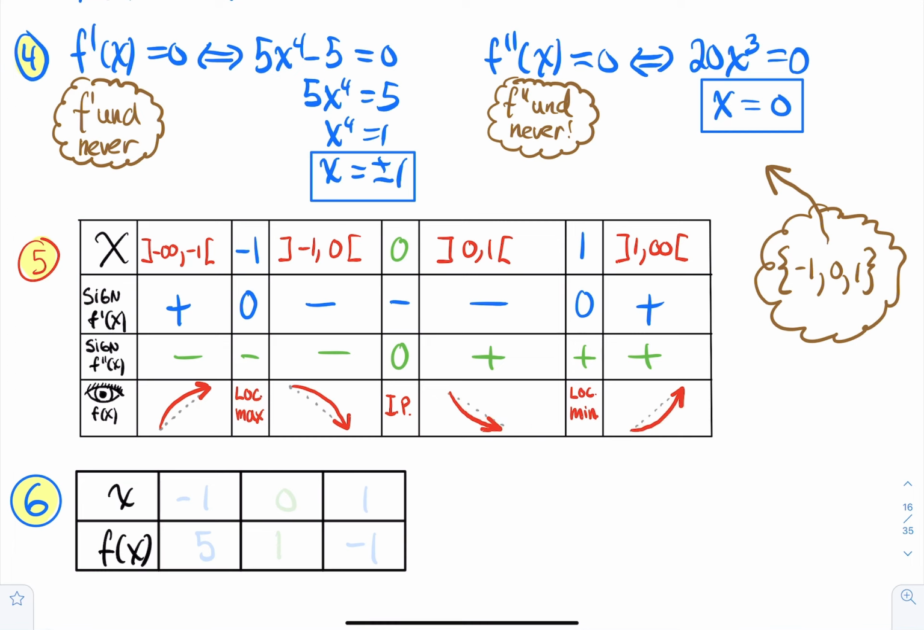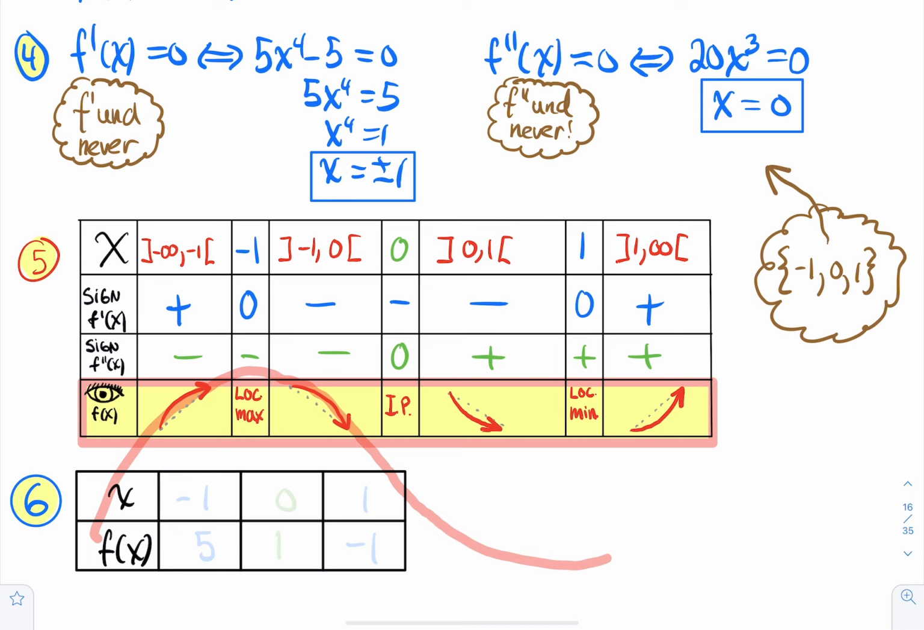So here, that last row of the sign table tells you everything. Like you can really feel the shape here. My function is increasing concave down to a local max at -1, then decreasing concave down to an inflection point at 0, then it's still decreasing, concave up, until 1, which is a local minimum, and then it's increasing concave up forever after.